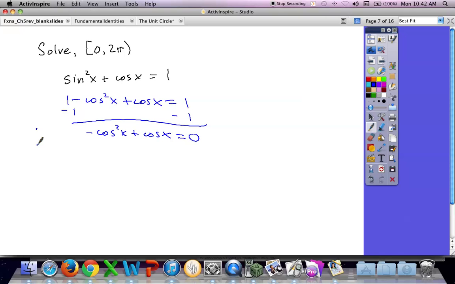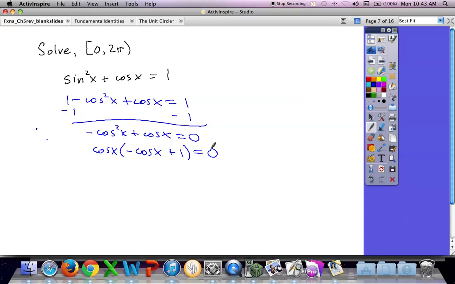Factor, right? The reason we get 0 on one side is so that we can factor the other and use the zero product property. What's the common factor between these two? Cosine of x, right? So this is cosine of x. And if I factor out a cosine x from negative cosine squared, I get negative cosine x. And if I factor a cosine x from cosine x, plus 1.